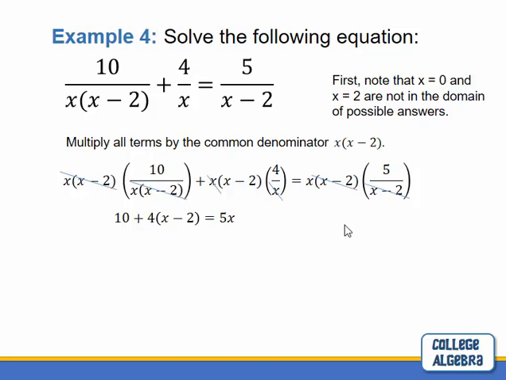Now we have a linear equation. We can distribute the 4. We get 10 plus 4x minus 8 is equal to 5x. Combine the like terms. 10 minus 8 gives me 2, plus 4x equals 5x. Subtract 4x from both sides, and we get 2 is equal to x.